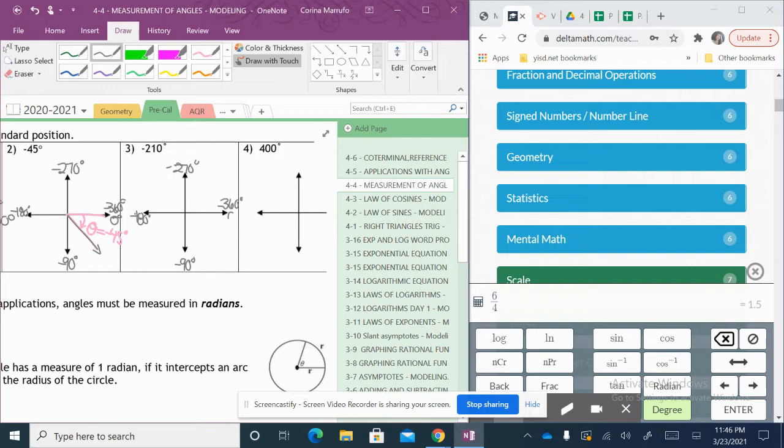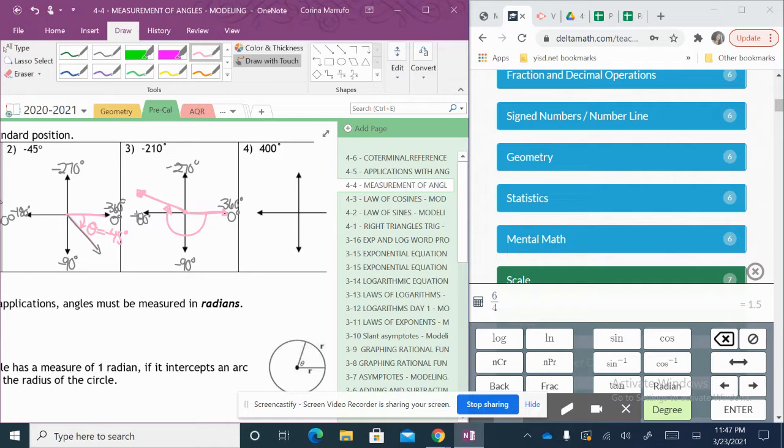So we start at 0 degrees. Then 210 is going to land in between 180 and 270, and it's actually going to be closer to 180 than it is to 270. Okay, so I'm going to put it about right here. And so this is my initial side, and this is my terminal side. We start here on our initial side, and we put a little arrow ending at the terminal side.